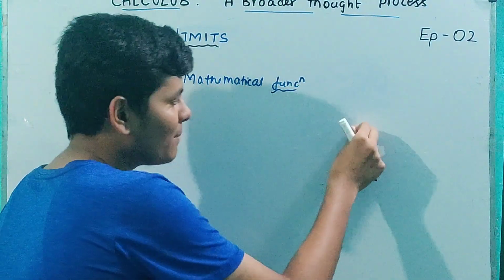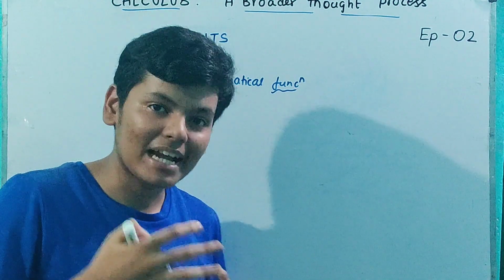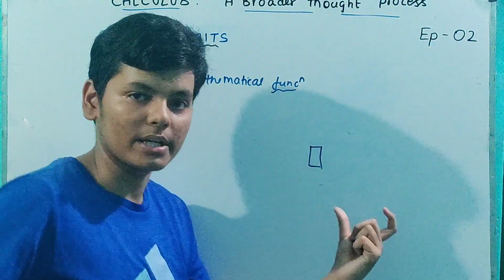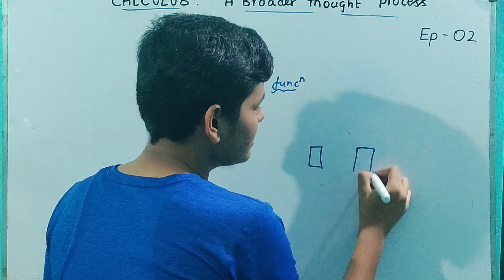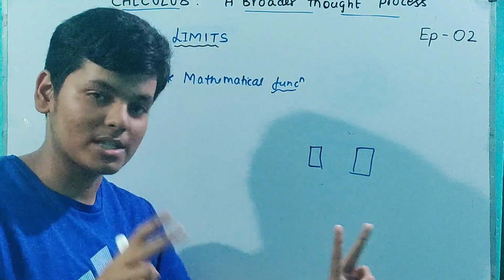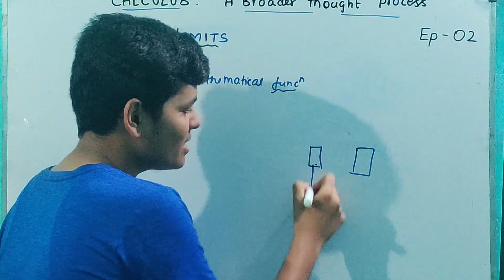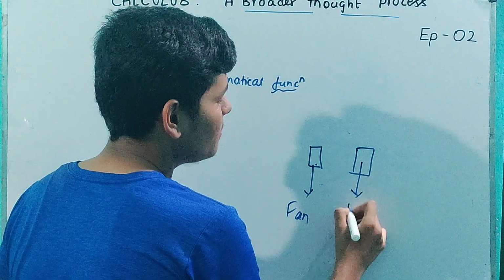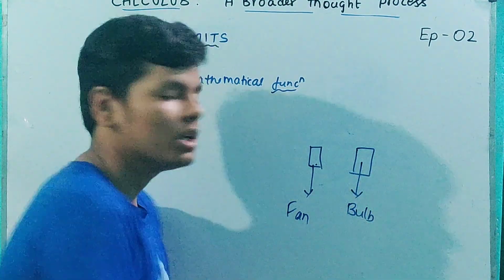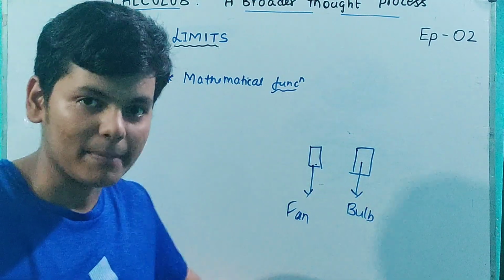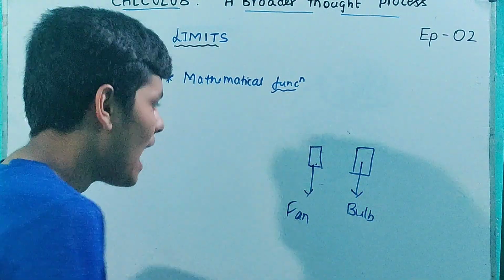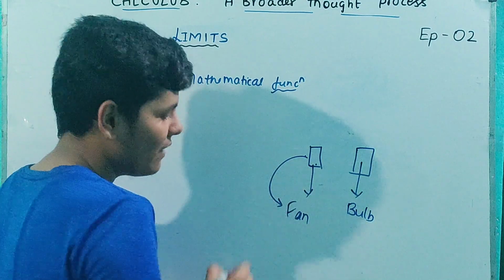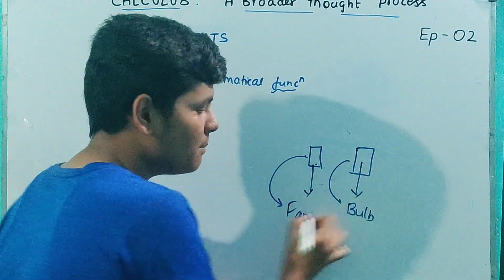Now, the best example to understand relations and functions is, for example, there is a switch over here and there is another switch over here. We have two switches. If we turn on this switch, the fan turns on, and if we turn on this switch, the bulb turns on. This is called mapping in our everyday life language, and this is known as a relationship: the switch is related to the fan, the switch is related to the bulb.